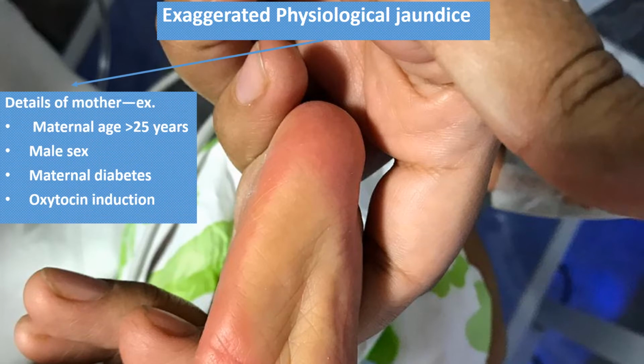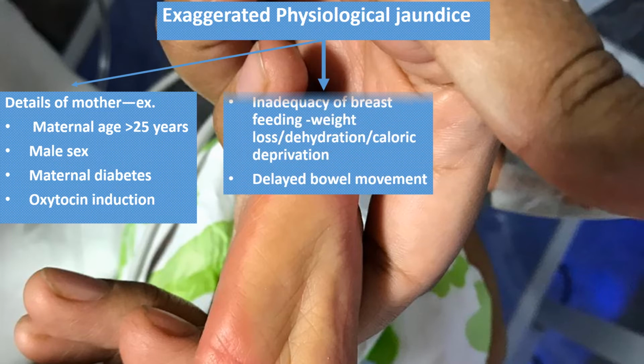So in the mother, there are various risk factors which can lead to exaggerated physiological jaundice in the newborn. If the age of the mother is more than 25 years, if it is male sex, if the mother is having diabetes and oxytocin induction was done, and if there is history of inadequacy of breastfeeding, it will lead to weight loss, dehydration and calorie deprivation. It is also known as breastfeeding jaundice. So it can lead to exaggerated physiological jaundice. If there is delayed bowel movement due to any cause, for example meconium plug, it will lead to exaggerated physiological jaundice because of increased enterohepatic circulation.